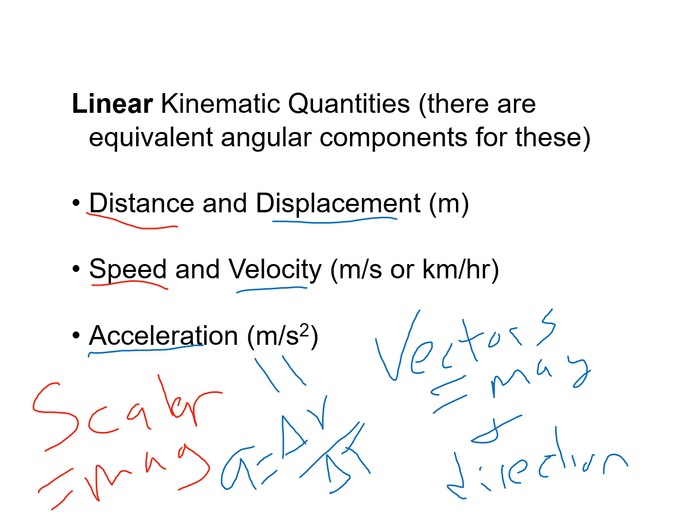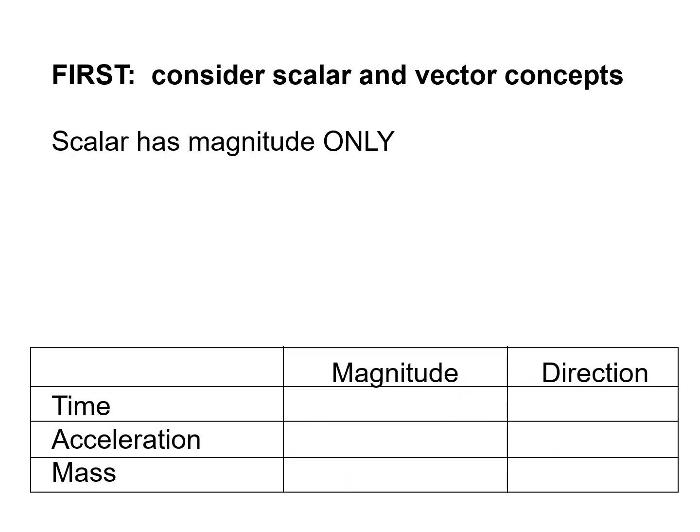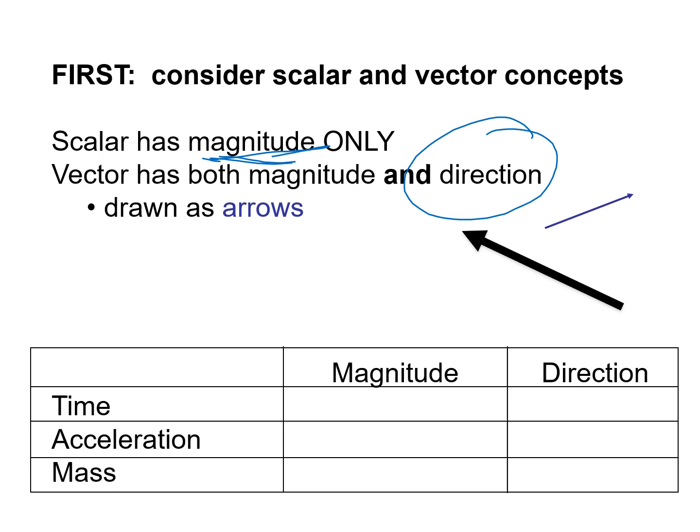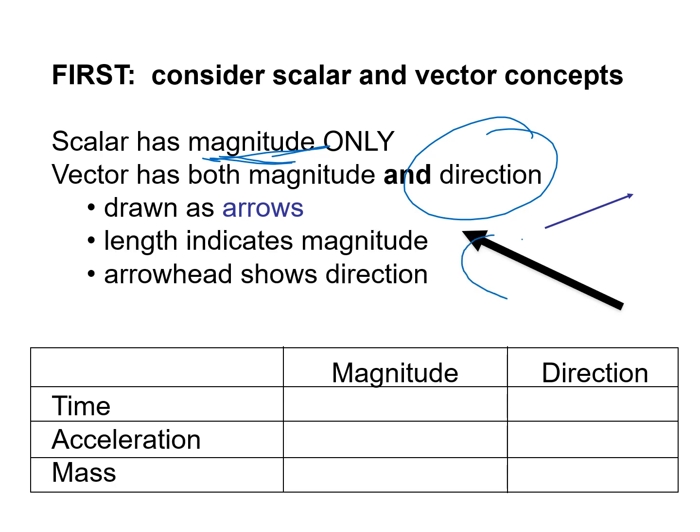So let's get into a little bit more detail between scalar and vector quantities. A scalar quantity only has a magnitude. It does not have a direction. Vectors have both magnitude and direction, okay? A vector is represented by an arrow, with the length or size of the arrow indicating the magnitude of that vector, and the arrow tip indicating the direction of that vector, okay?